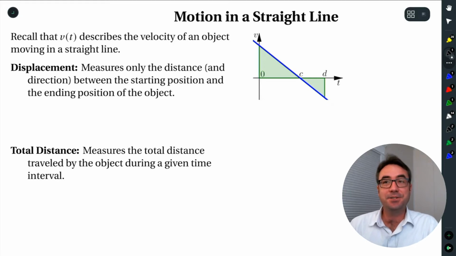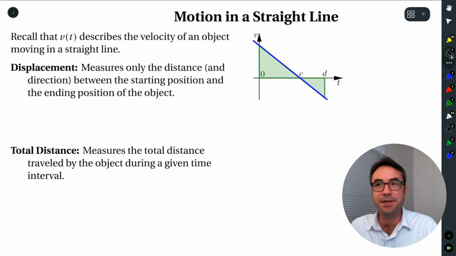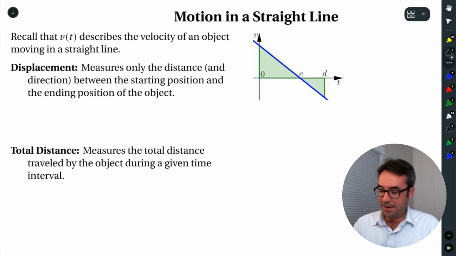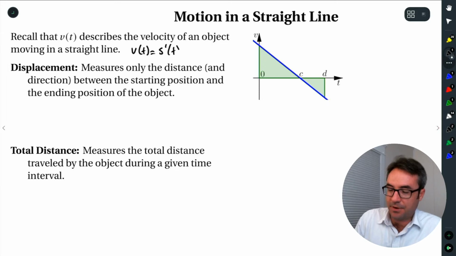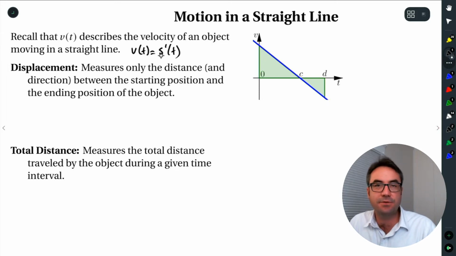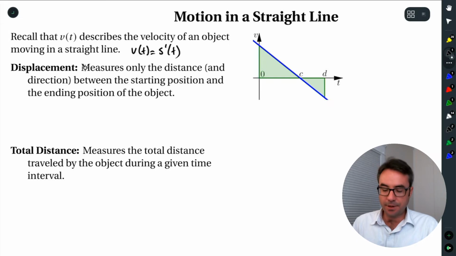All right, so let's talk about motion in a straight line, and let's just remember some of our function names. Let's recall that v of t denotes the velocity of an object moving in a straight line. For our purposes, velocity is equal to the derivative of our position function. So our position function is s of t, and the derivative of that is the velocity.